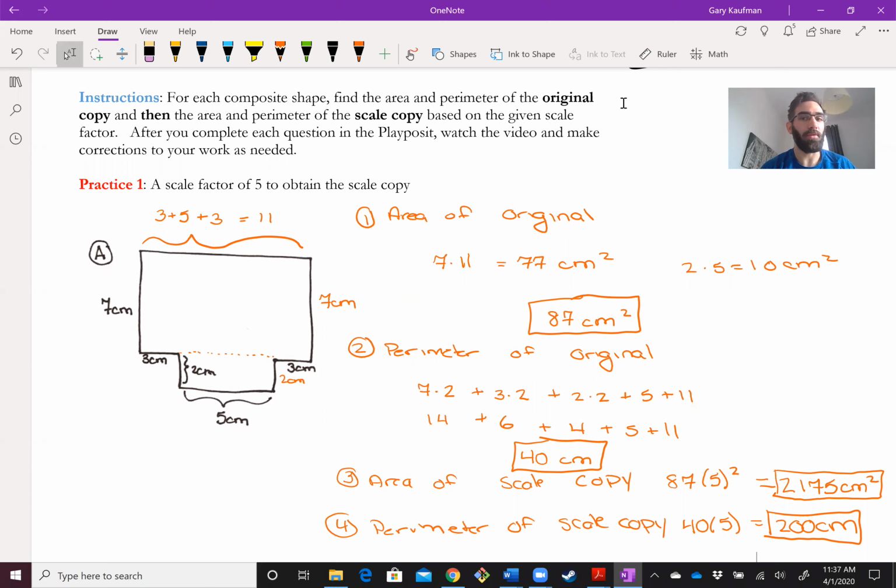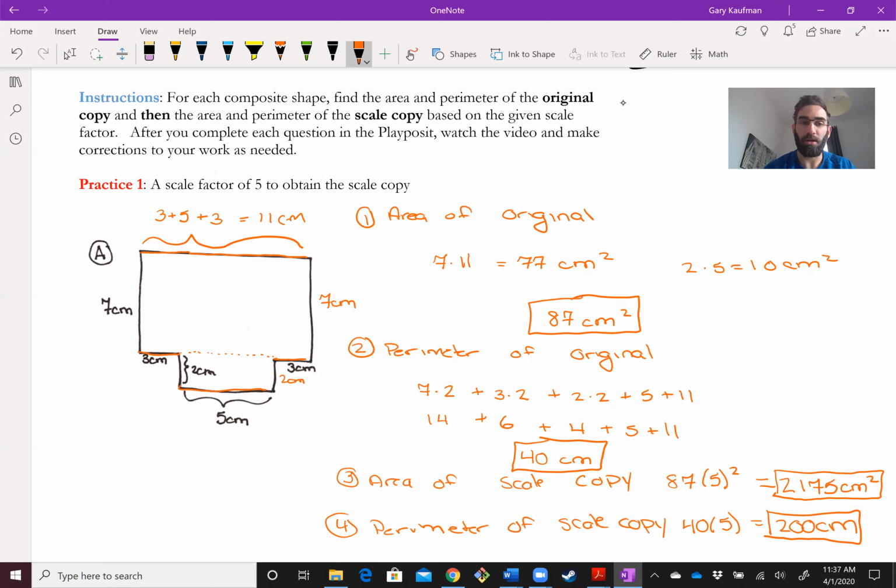So I started with my area of the original. I broke it using the dotted line, making 2 rectangles. I realized that this line up here was the result of adding this to this to this, so I was able to label that as being 11 centimeters. And that way I could find the area of the larger and smaller rectangle.